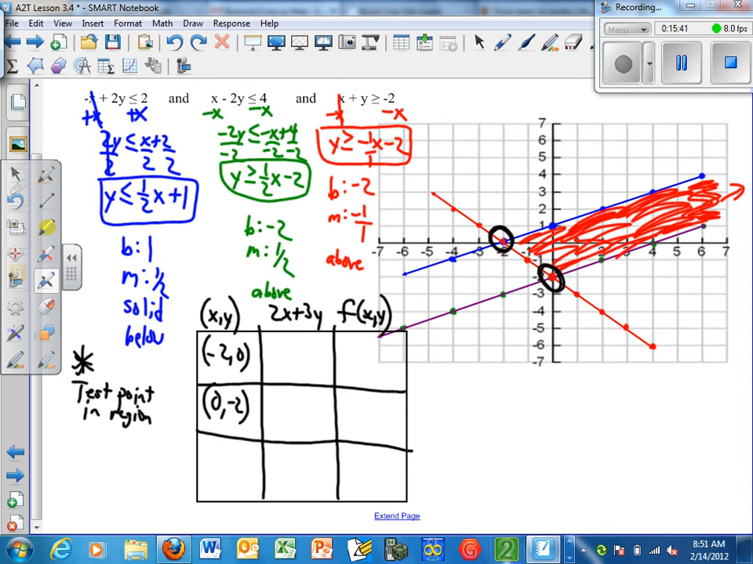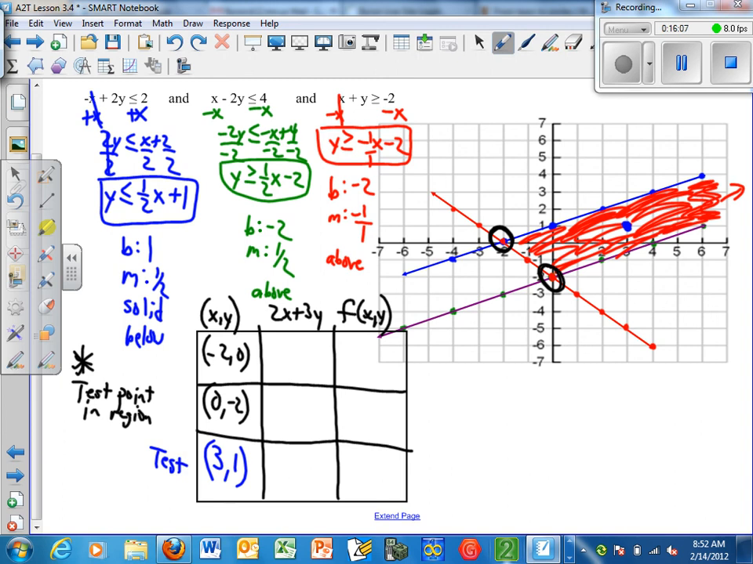So what I want to do is I want to pick a point, and I'll do it in blue, that's in that shaded area. So I'm going to pick, can everybody see that if I pick this point, which would actually be 3, 1, that's in that red shaded region. So I'm going to use, and you can pick anything in there, don't pick any that are on the lines, I'd pick them in the region. I'm going to pick 3, 1 for my test point.